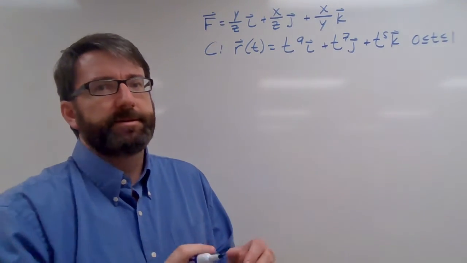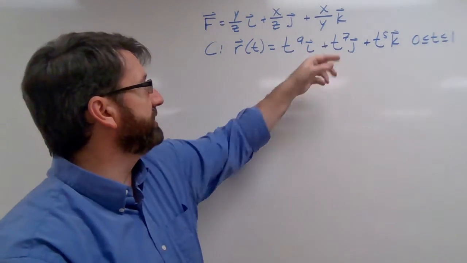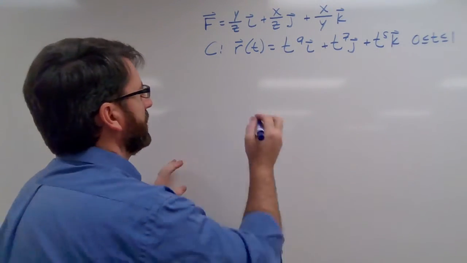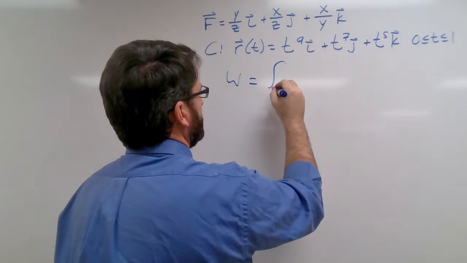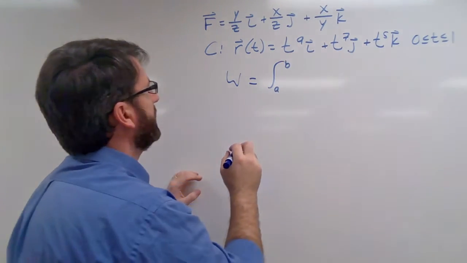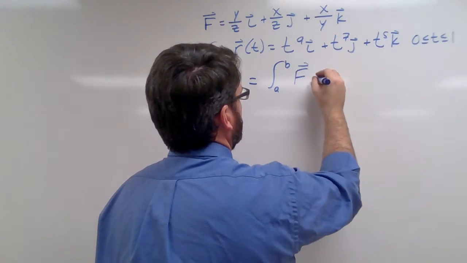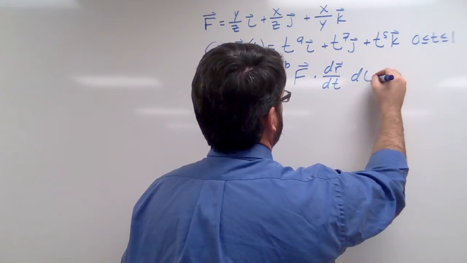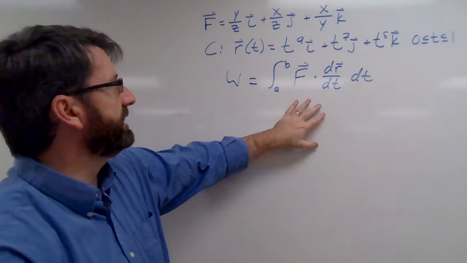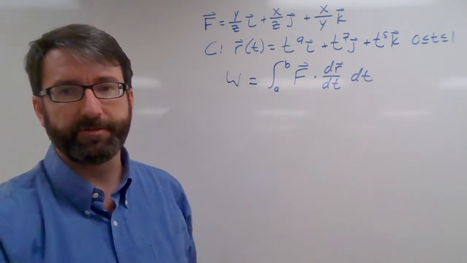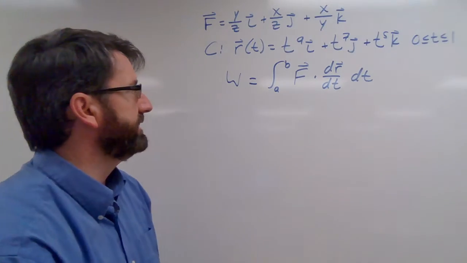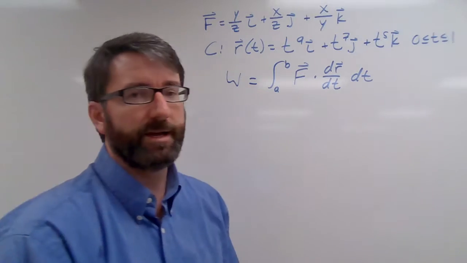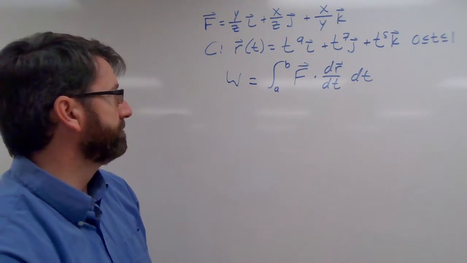All right, this problem asks us to find the work done by this field over this curve C. So work is going to be equal to the integral from a to b of F dot dr dt. So what we need to do is find F in terms of t, and we need to find dr dt, then take the dot product, and then integrate that from t equals 0 to t equals 1.